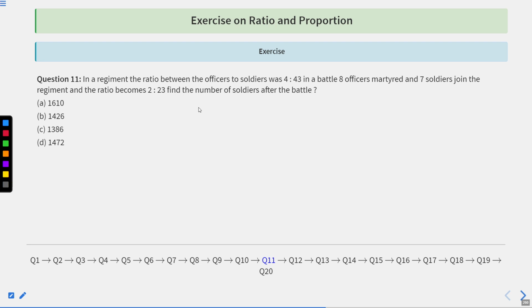In a regiment, the ratio between officers and soldiers was 4 is to 43. In a battle, 8 officers were martyred and 7 soldiers joined the regiment, and the ratio became 2 is to 23. Find the number of soldiers after the battle.